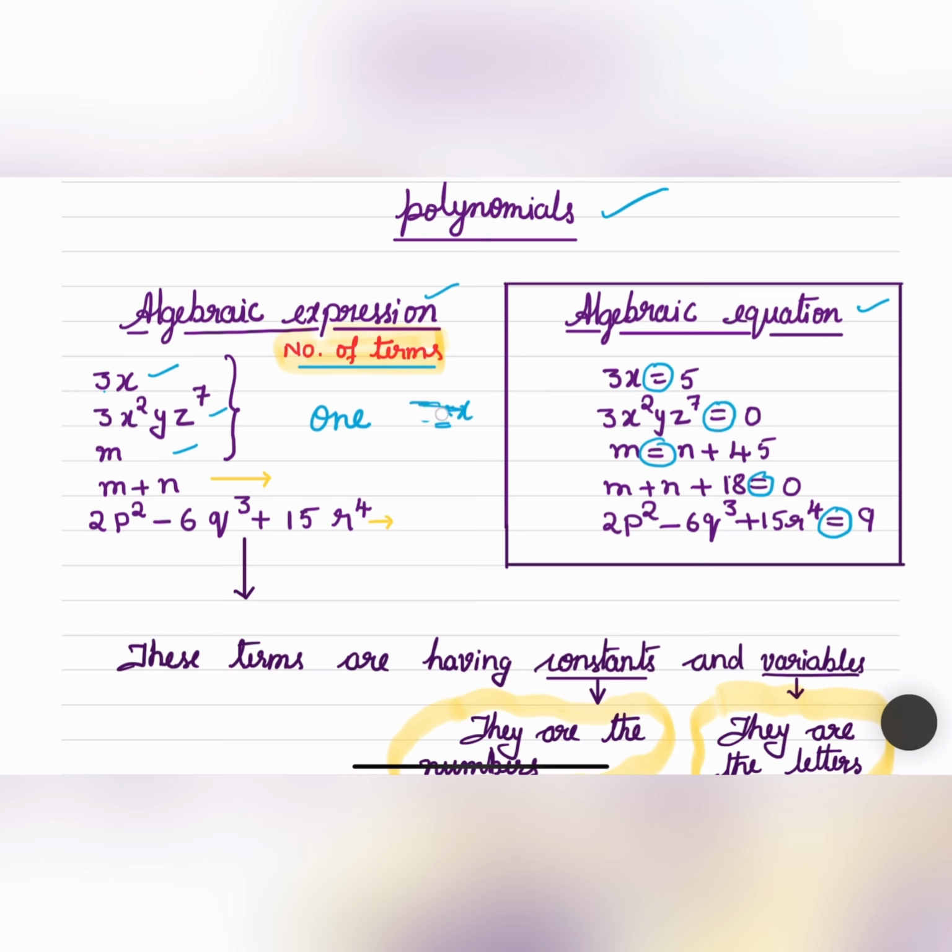Now the other examples: m plus n has two terms, because m and n are separated with plus. If terms are separated with plus or minus, then we consider them as separate terms. Here 2p square minus 6q cube plus 15r power 4 has 3 terms.